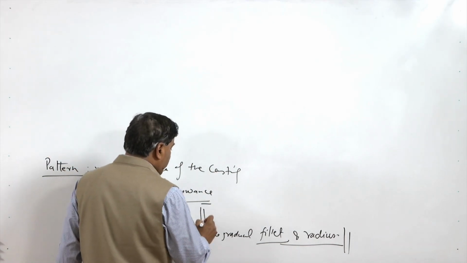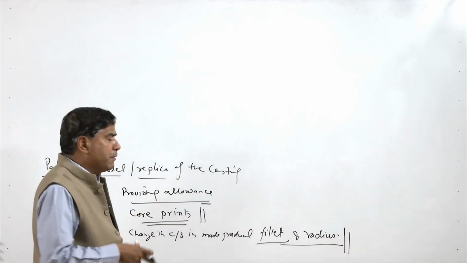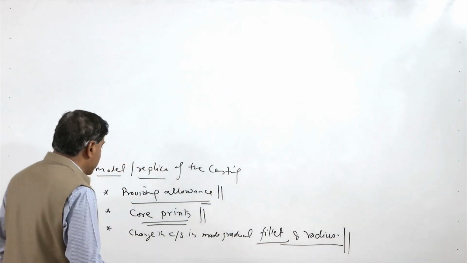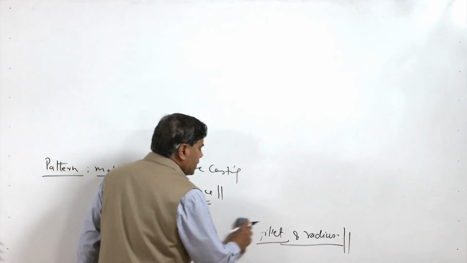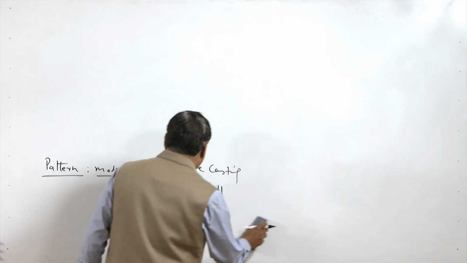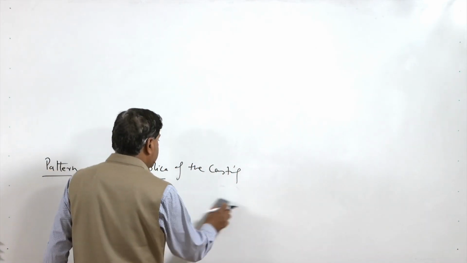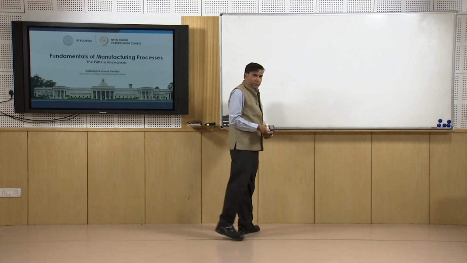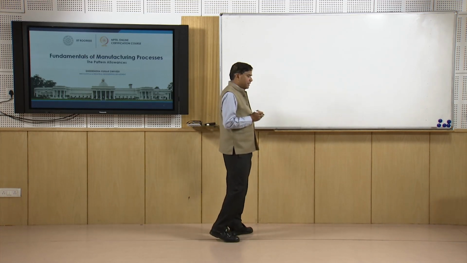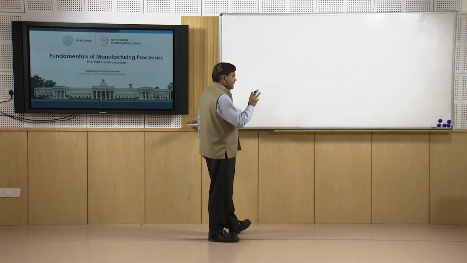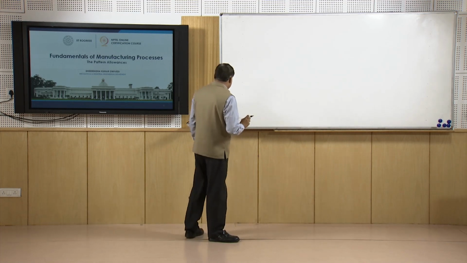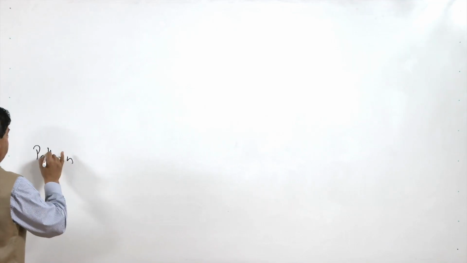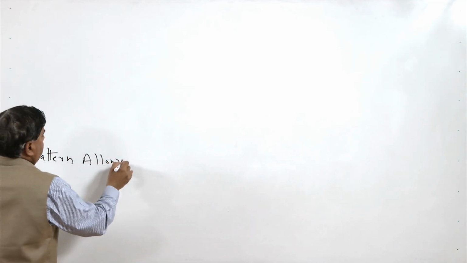We need to provide core prints so that the seat for the core can be prepared in the mold cavity, and we need to provide allowances so that they take care of many aspects related with the casting. One by one we will be going through these aspects related with the allowances. These play a very important role in development of castings with the required size and shape, free from defects, etc. So, basically the topic is pattern allowances.